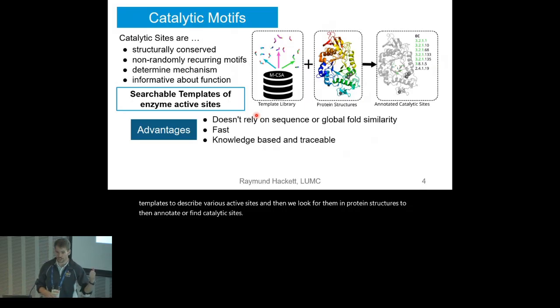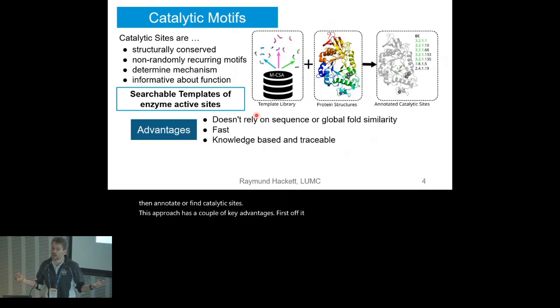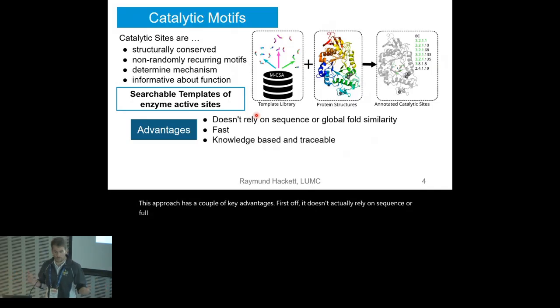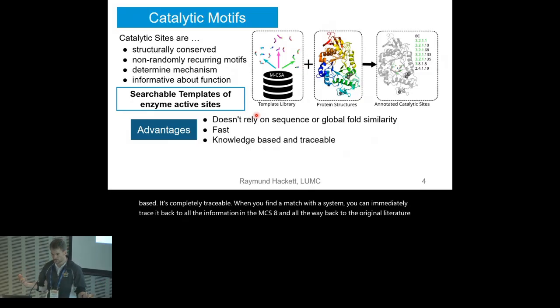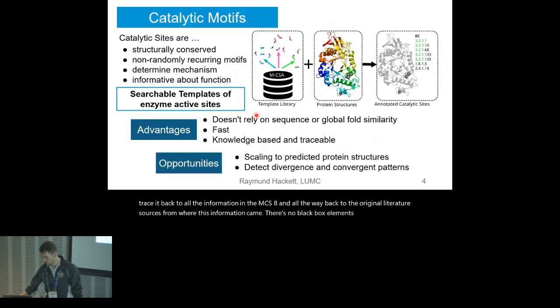This approach has a couple of key advantages. First off, it doesn't actually rely on sequence or fold similarity at all. It's super fast. Geometric matching is really, really fast. And it's knowledge-based. It's completely traceable. When you find a match with a system, you can immediately trace it back to all the information in the MCSA and all the way back to the original literature sources from where this information came. There's no black box elements anywhere in this pipeline.